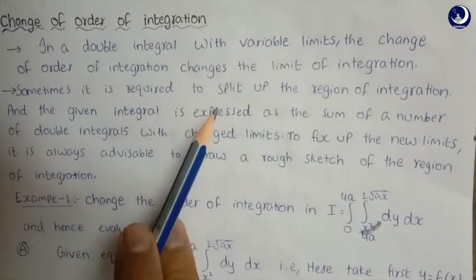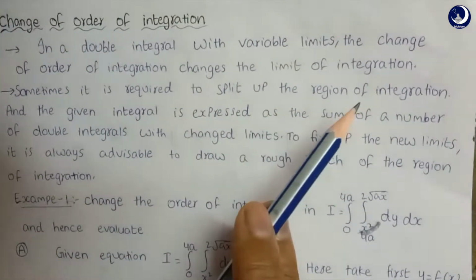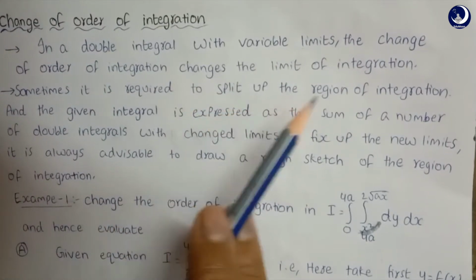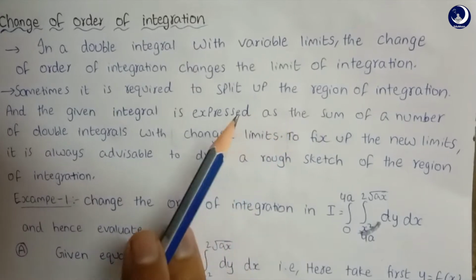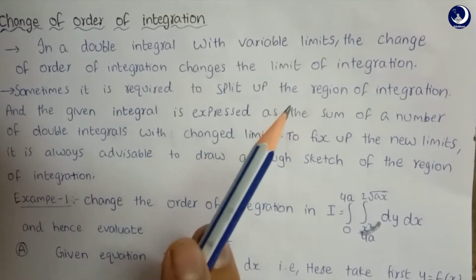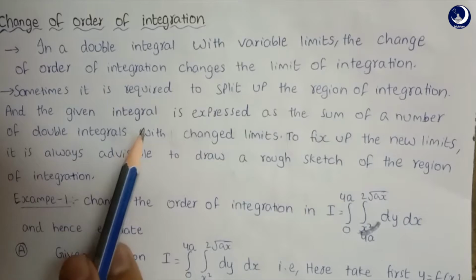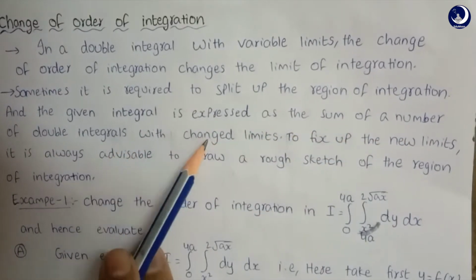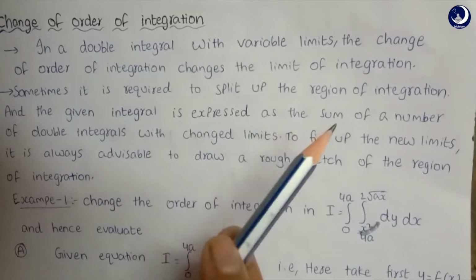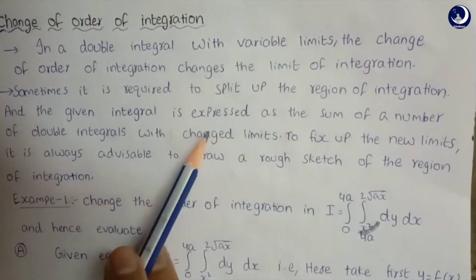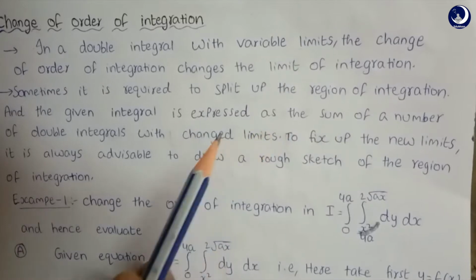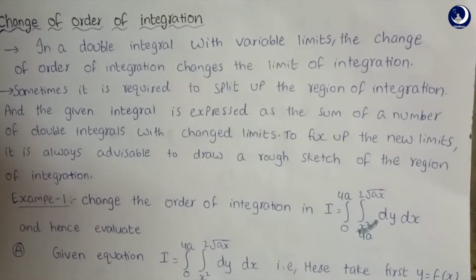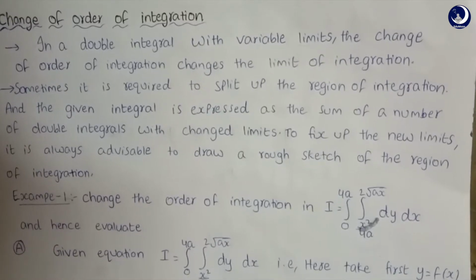Sometimes it is required to split up the region of integration. Whatever the function was we took, that function was split up into regions like R1 and R2, like that. For those required regions, we have to express it as the sum of a number of double integrals with changed limits. That means we have to add with required limits for the R1 region and R2 region, and we add R1 plus R2. Like that we have to do. Now we are coming to the examples.